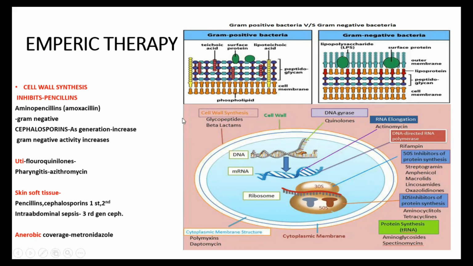The antibiotics which inhibit the cell wall are beta-lactams and glycopeptides, and DNA gyrase inhibitors are quinolones and fluoroquinolones. Then there are the 50S and 30S ribosome inhibitors. 30S inhibitors of protein synthesis are tetracyclines. 50S inhibitors are streptogramin, macrolides, lincosamide, amphenicol, and oxazolidinones. tRNA protein synthesis inhibitors are aminoglycosides. Cytoplasmic membrane inhibitors are polymyxins. Penicillins and cephalosporins inhibit cell wall synthesis.